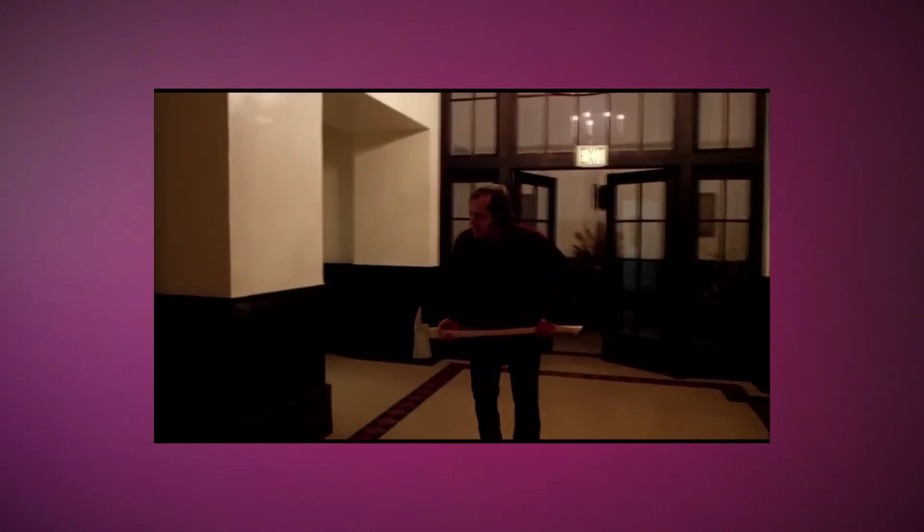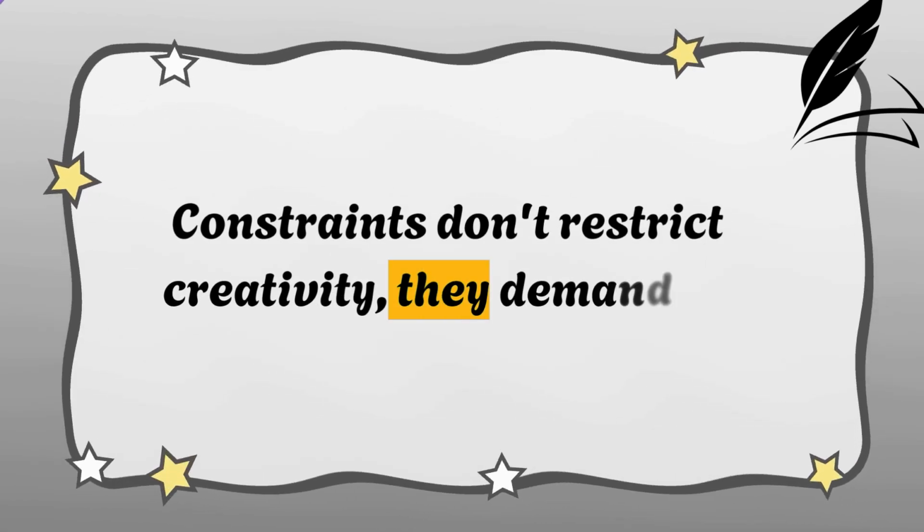So let's go back to The Shining. Jack can't be reasoned with. That's an enabling constraint too. It forces the characters to run, hide, or fight. It's not negotiable. These constraints create pressure that forces innovation. They don't restrict creativity, they demand it.